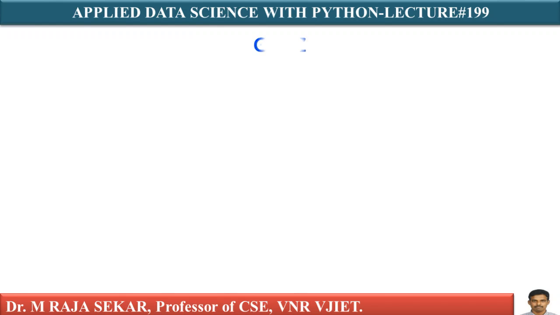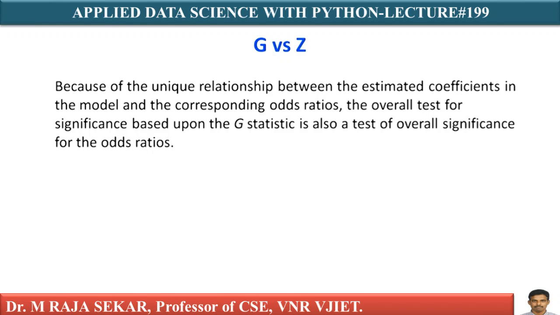We also discussed the G test and Z test in our previous lectures. Here you must understand one thing: what is the purpose of the G statistic and Z statistic? As I told you, because of the unique relationship between the estimated coefficients in the model and the corresponding odds ratios, the overall test for significance, based on the G statistic, is also used to test overall significance for the odds ratio.